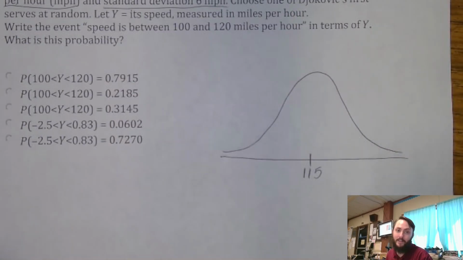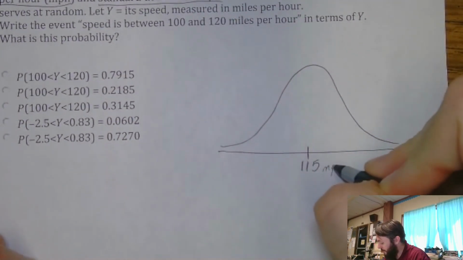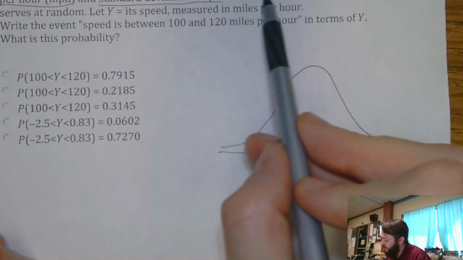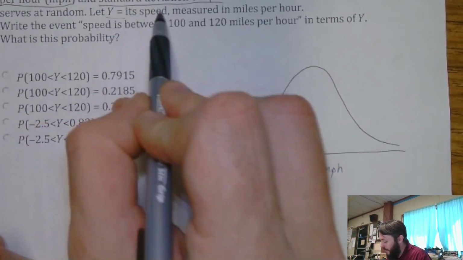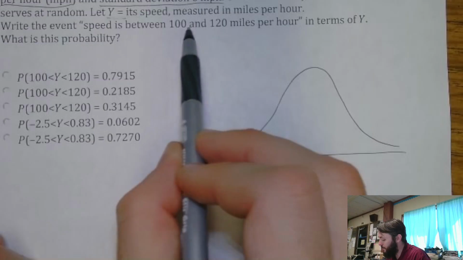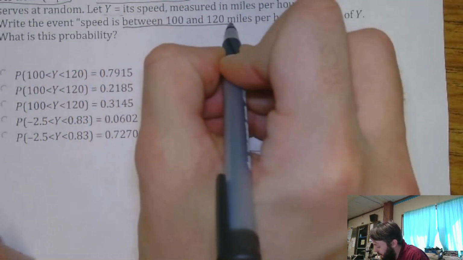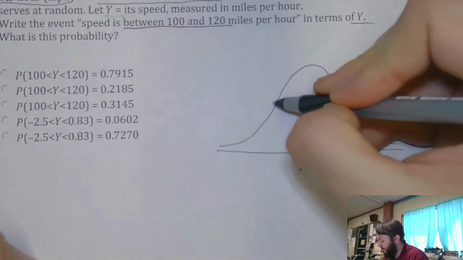We have a mean of 115 miles per hour. That's in the center there. Choose one of Djokovic's first serves at random. That just means we have a random variable Y indicating its speed measured in miles per hour. Write the event that speed is measured between 100 and 120 miles per hour in terms of Y.